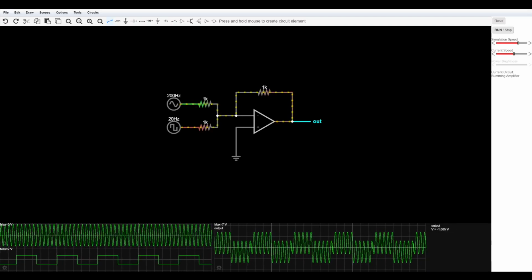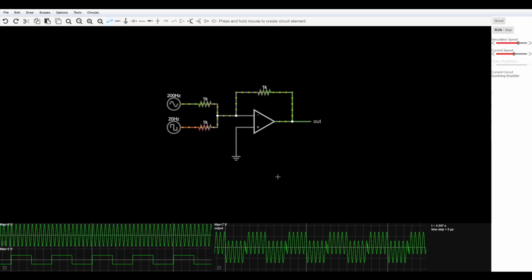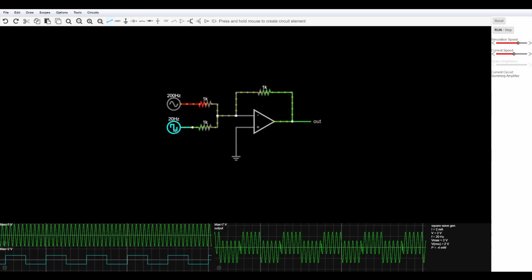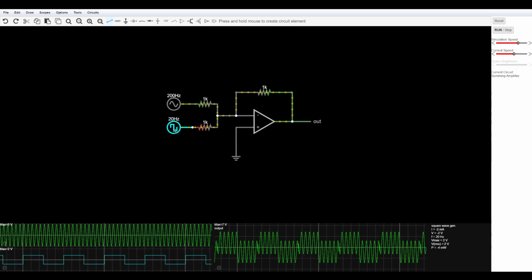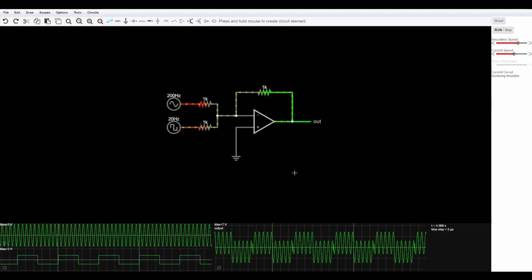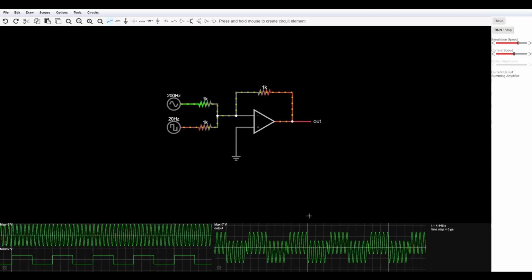Now let's take a look at Falstad. We're starting with an inverting summing amplifier. We've got 200 hertz at 5 volts. We've got a 20 hertz pulse at 2 volts, which has given us 7 volts. Notice the mixture of the waveforms here and the output.